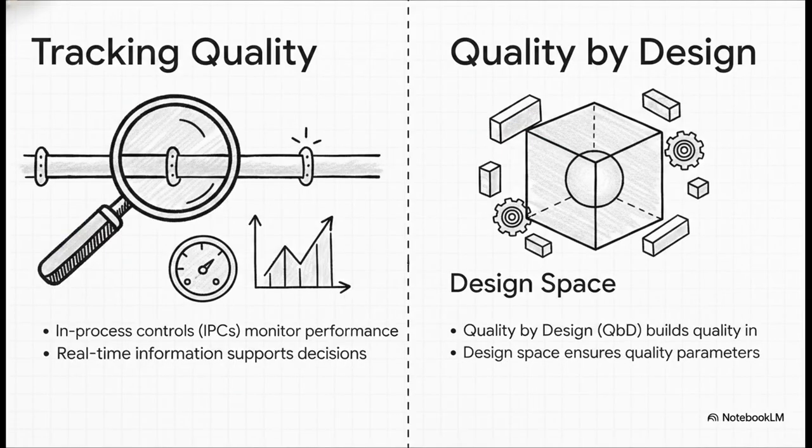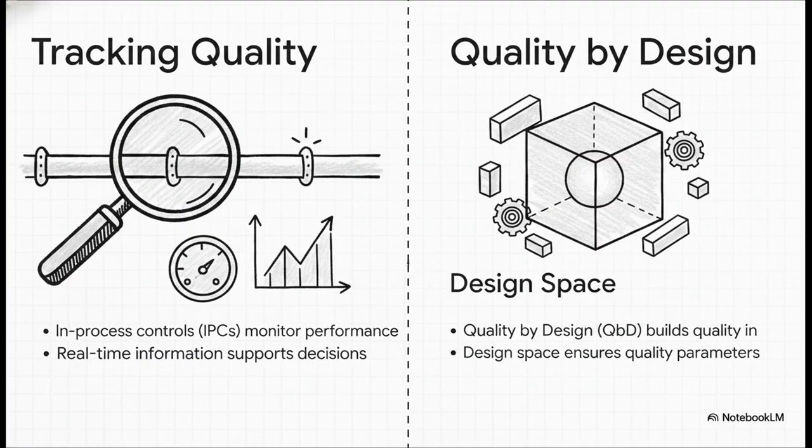And how do we actually track all those parameters? Well, that relies heavily on in-process controls, or IPCs. IPCs give us real-time, or at least near real-time information while we are manufacturing. This lets us make better, faster decisions and gives us an early warning if the process starts to drift.